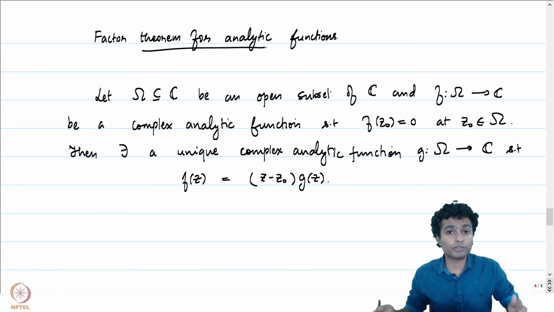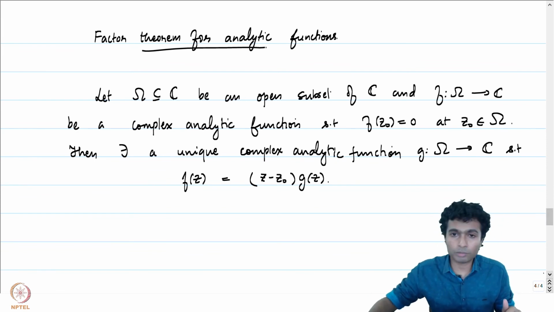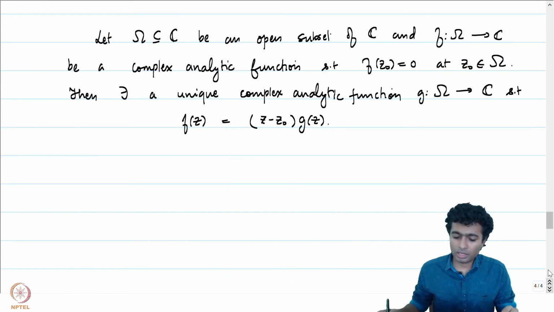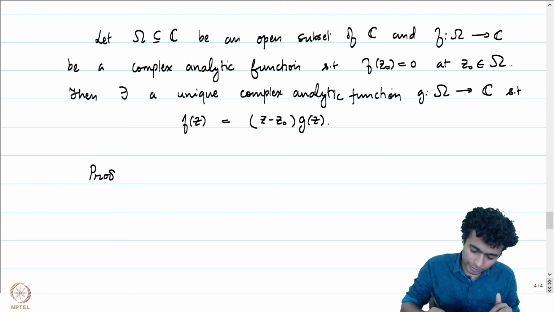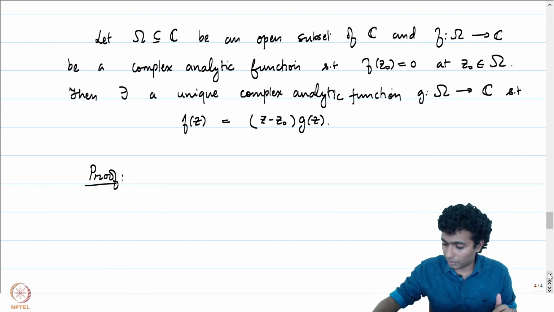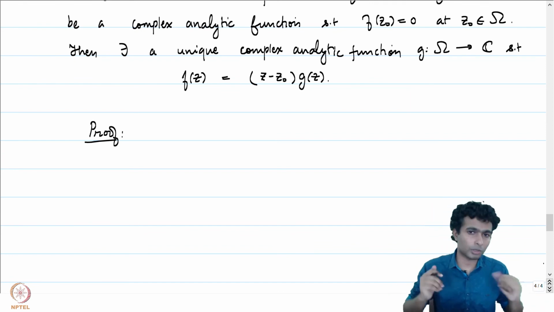Just like how we can do for polynomials, we can do something similar for holomorphic functions as well. And it's actually factoring out the linear term z minus z0. Let's give a proof of this. The proof is going to use the theorem which helped us identify complex analytic functions and holomorphic functions.